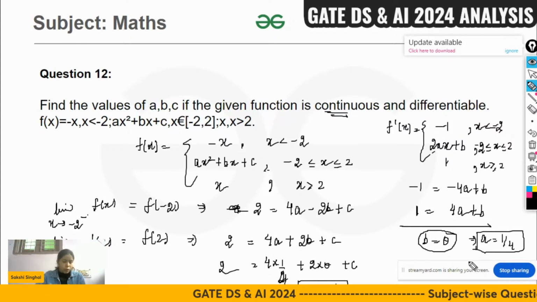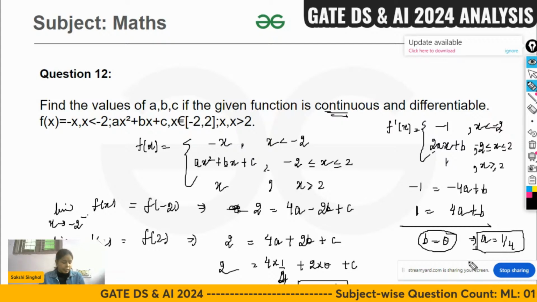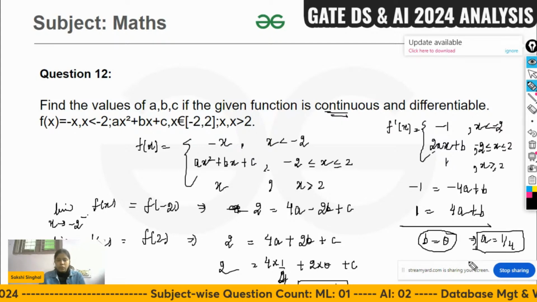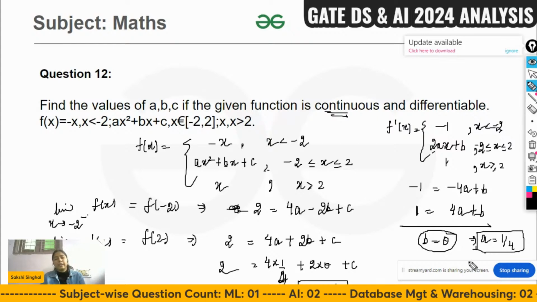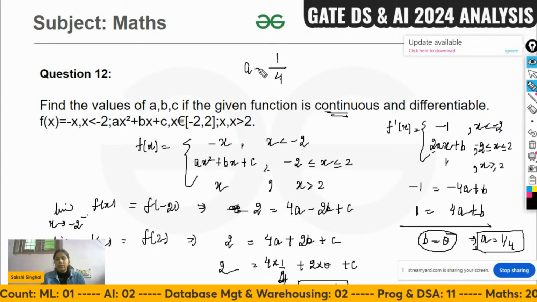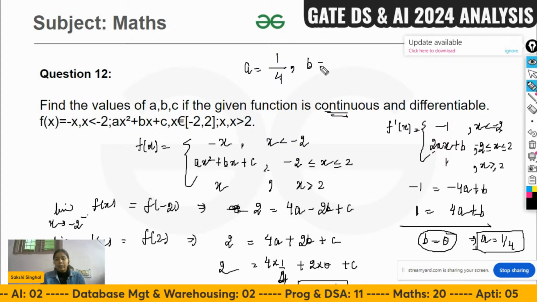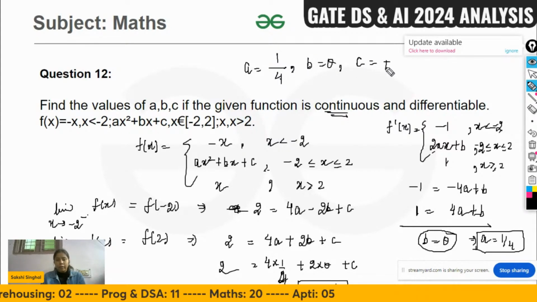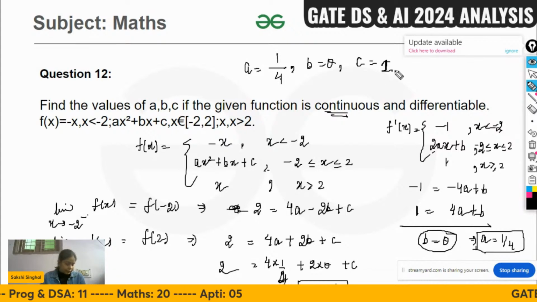Shalini, we already have solved this question, but thanks for sharing this question. So just let me know, guys, how many of you got this answer here. So the correct answer is the value of A is equal to 1 by 4, the value of B is equal to 0, and the value of C is equal to 1. Right? This is the answer.